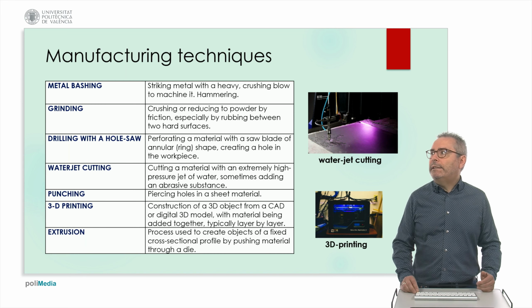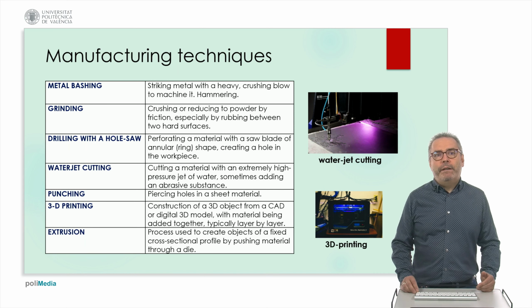Grinding, on the other hand, implies reducing to powder by friction. Drilling with a hole saw implies using a specific tool that we will see later, a hole saw. Perforating a material with a saw blade, and this saw has an annular shape and it creates a hole in the workpiece. Water jet cutting, on the other hand, implies cutting a material with extreme high pressurized jet of water. Punching is piercing holes in a sheet material.